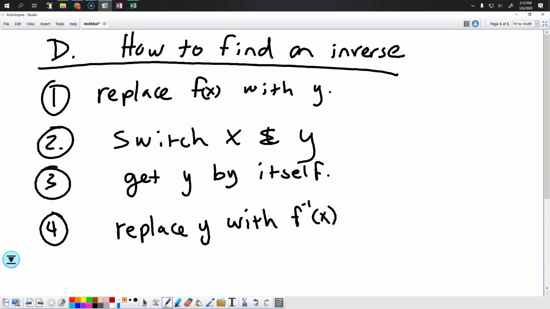So, step 1, replace the f of x with y. Step 2, switch the x and y. That's what makes it an inverse, because the input becomes the output and the output becomes the input. But then, since it's a function, we have to have the y by itself. So that's step 3. And after you've done that, just rewrite it with an f inverse instead of a y and you're good. So you're writing f, with a negative 1 on top. I don't know how you say that. F inverse of x.